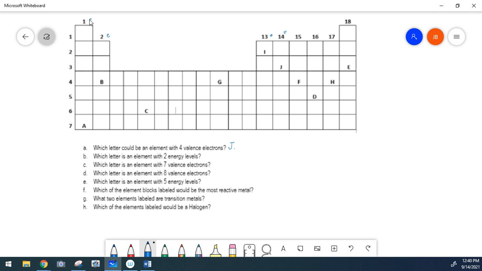J. Good. Which letter is an element with 2 energy levels? That's 1 energy level. That's 2. What's it going to be? I. Good. Which letter is an element with 7? H. Which letter is an element with 8? E. Okay. Which letter is an element with 5 energy levels? D. That's right. Good. Which element blocks labeled would be the most reactive metal?